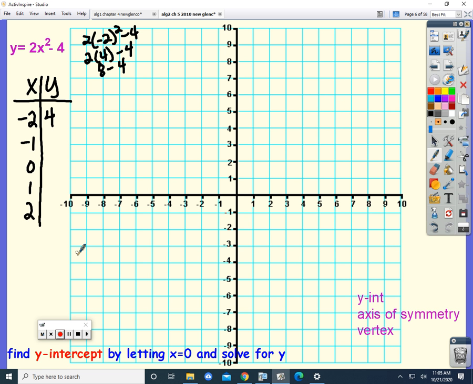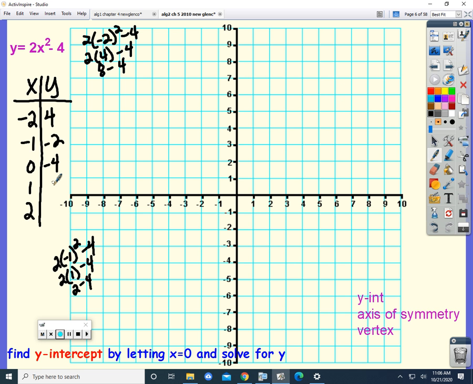Let me come down here and I'll do the -1. So I'm going to go back and put -1 where the x is. So that'll be 1, and then 2 times 1, 2, and then 2 minus 4 is -2. 0, nice, you put 0 in there, it all falls out, so you end up with -4.